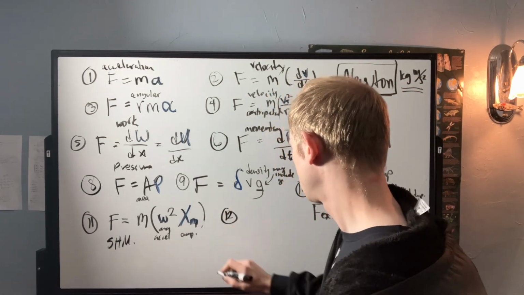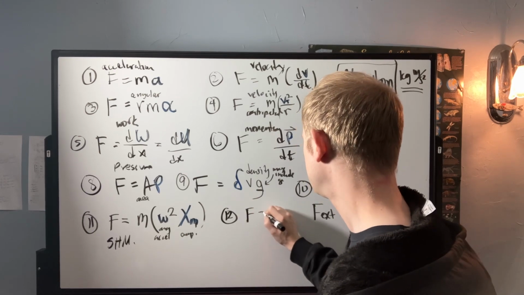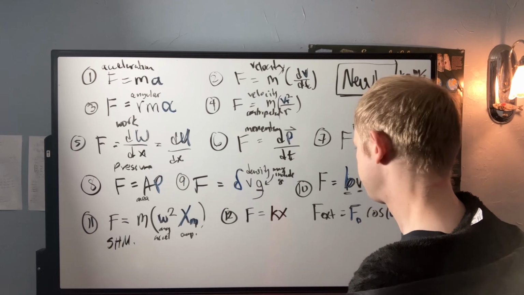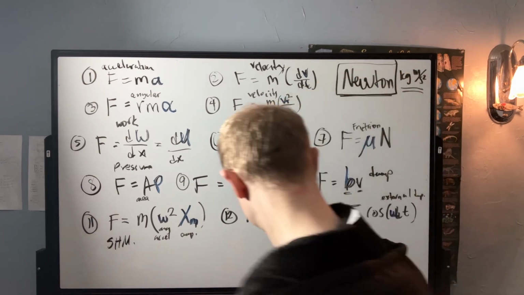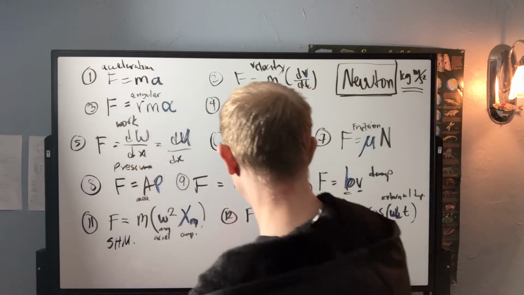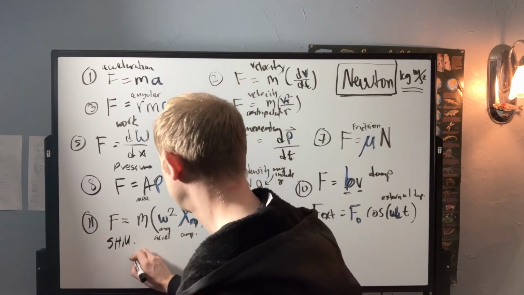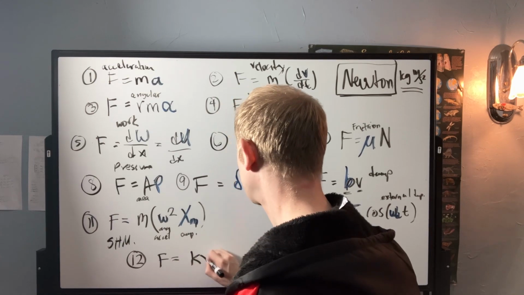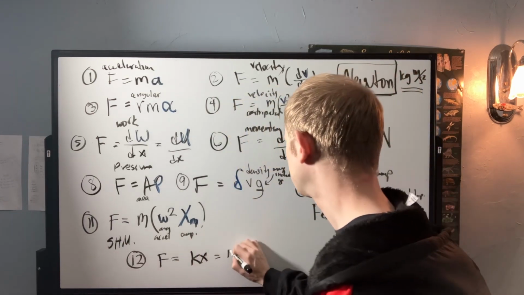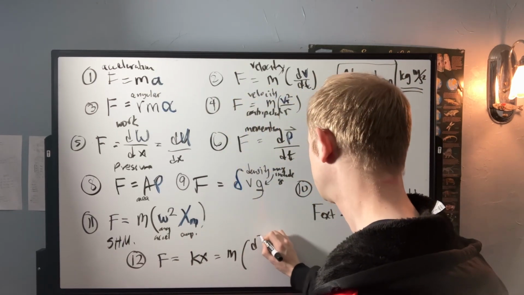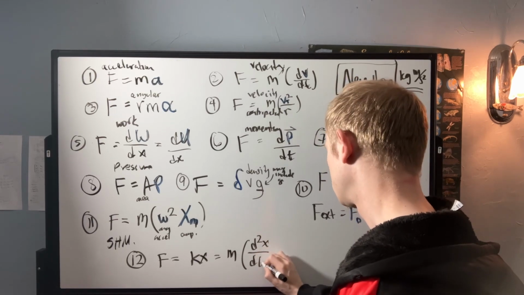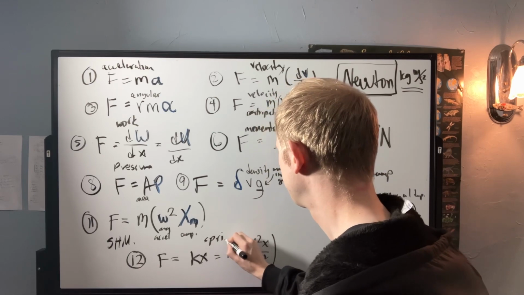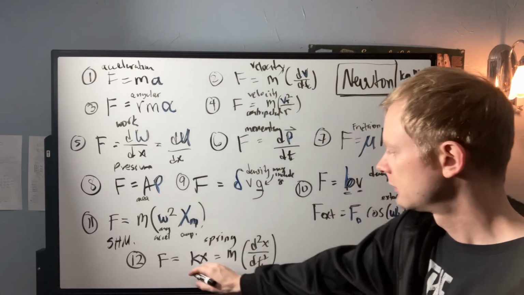I think there's one more final force you might want to take a look at. It's the spring force, F equals kx. Put that just a little bit lower here. Number 12. F equals kx, because it also equals m times the second derivative of distance over time here. This is again the spring force. This is a good one.